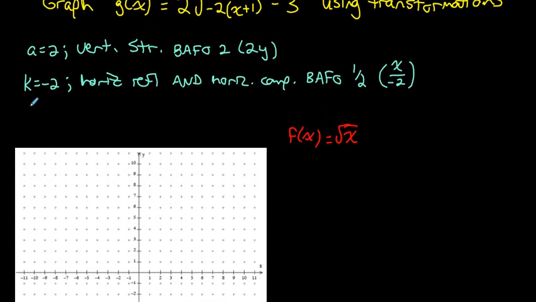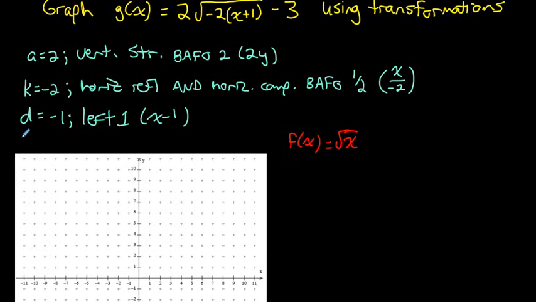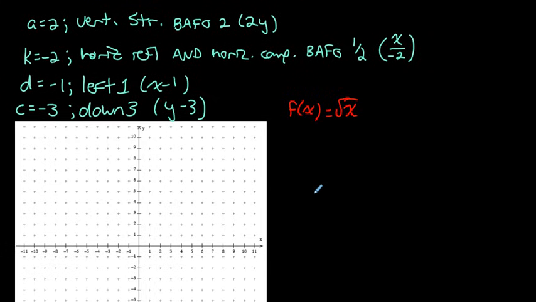What else is happening? So our d value, it's always the opposite sign as what you see. Our d value is -1, so that means move it to the left 1 unit. To do that, I have to subtract 1 from all my x's, and our c value is -3. That means move down 3. I'd accomplish that by subtracting 3 from all the y's. So those are the transformations, and we're going to do the transformations to root x.